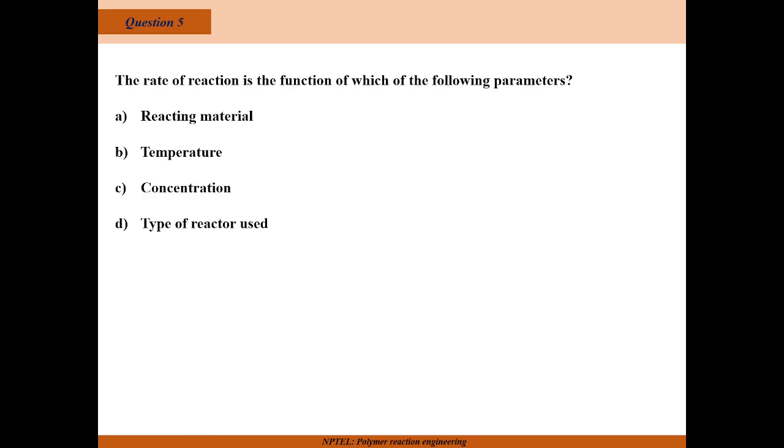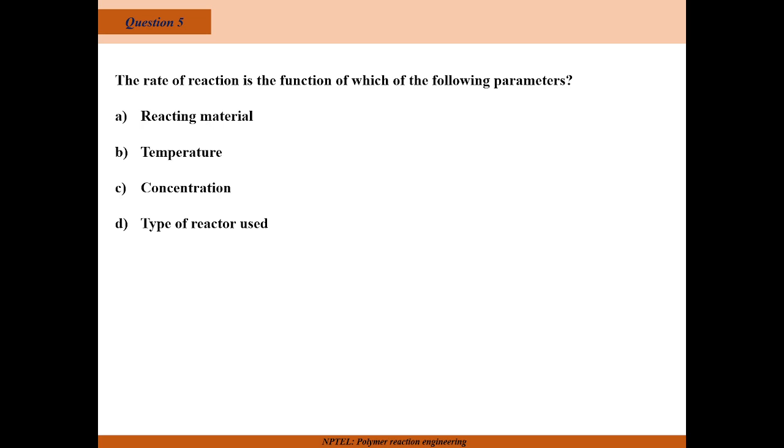So now let's move on to our next question. The rate of reaction is a function of which of the following parameters? Reacting material, temperature, concentration, type of reactor used. Which one is more dependent? Definitely we can say one or the other. Even so, if you think about the priority, which one has the higher possibility of being considered the better function that controls the rate of a reaction? Which of the following parameters basically affects the rate of a reaction?